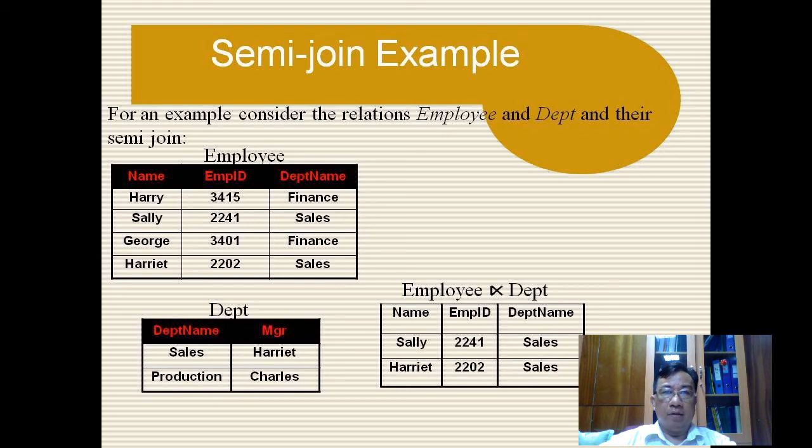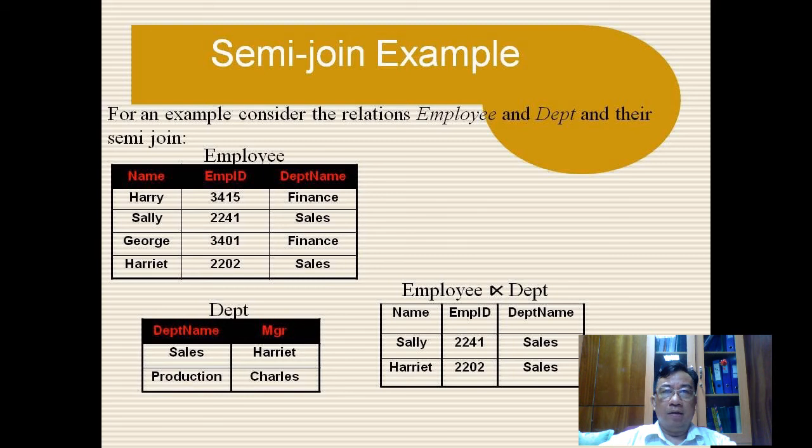You see the employees and the departments, and when you make employee semi-join department, you will have Sally and Harriet. In this case, Sally and Harriet are the only tuples in employee for which there is a tuple in department that is equal on their common attribute names. And in this case it is the department name.